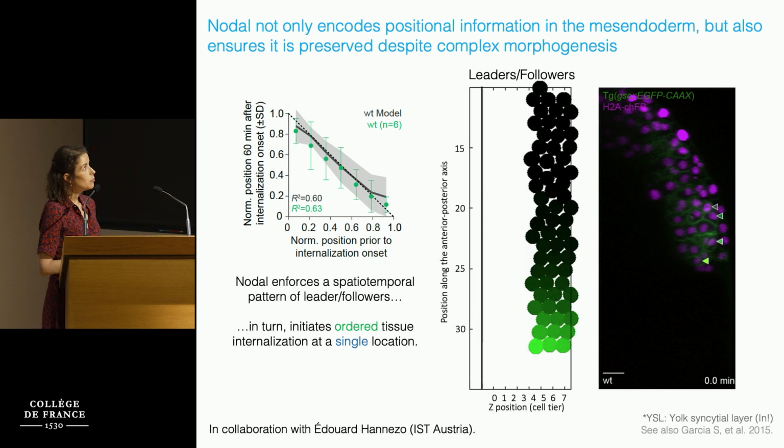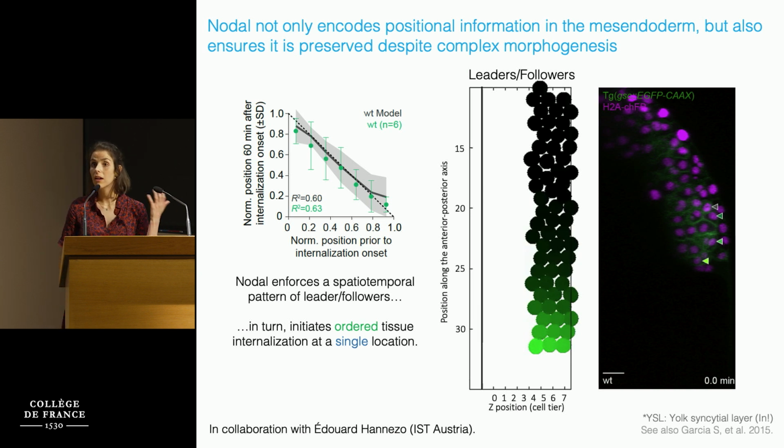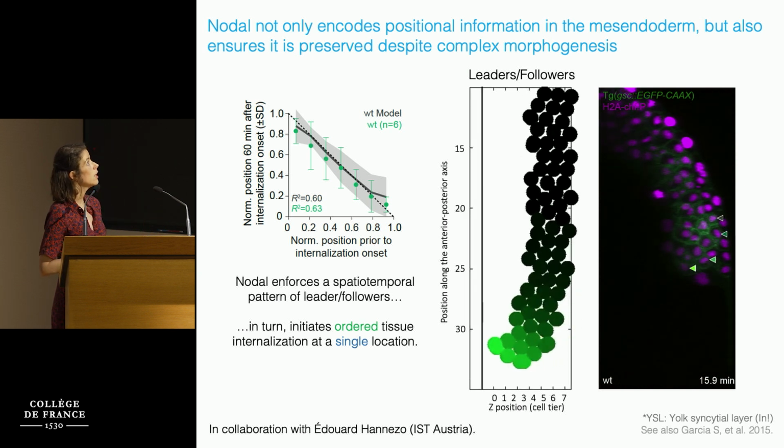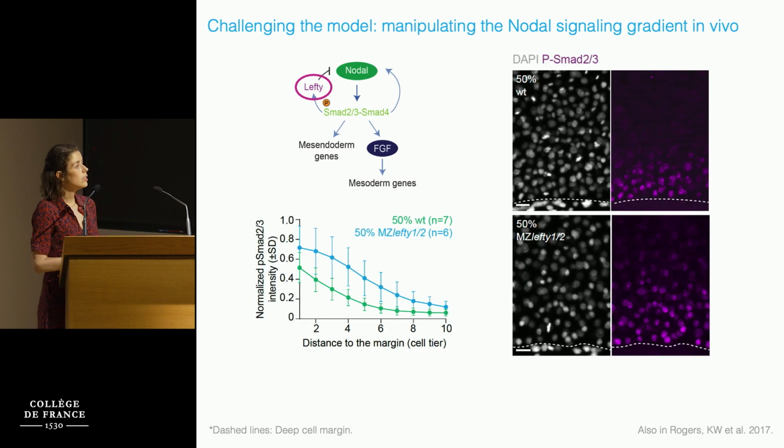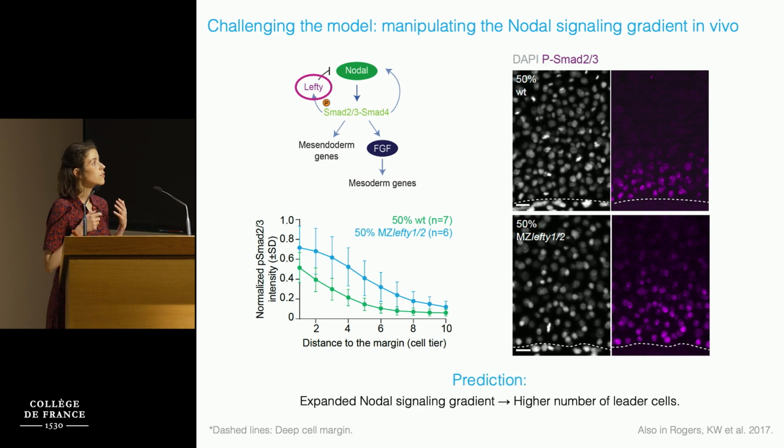So now this is wild type. Can we go further? Can we actually make other predictions other than the wild type movements? And so what we really wanted to do was to change the shape of the gradient. And for that, we turned to maternal zygotic mutants for lefty, which is the inhibitor of nodal signaling in this system. And what you can see here, and this was already described before, these embryos have an expanded gradient, and you have now multiple rows of cells that have very high nodal signaling. So there is a very clear prediction that you would make from such a gradient: if the gradient is expanded, you should have much more leader cells than you normally do.